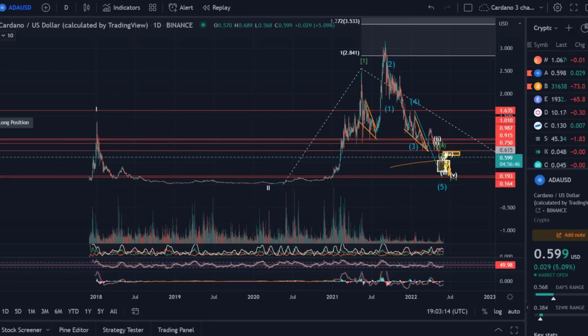ADA, of course, is at the moment in focus, and I'd like to do another update. I had a lot of requests for another quick update to take a look at the shorter time frame Elliott wave count, and we can take a look at that. Also, I'd like to talk about the higher level time frame Elliott wave count, and you can see it here on the chart.